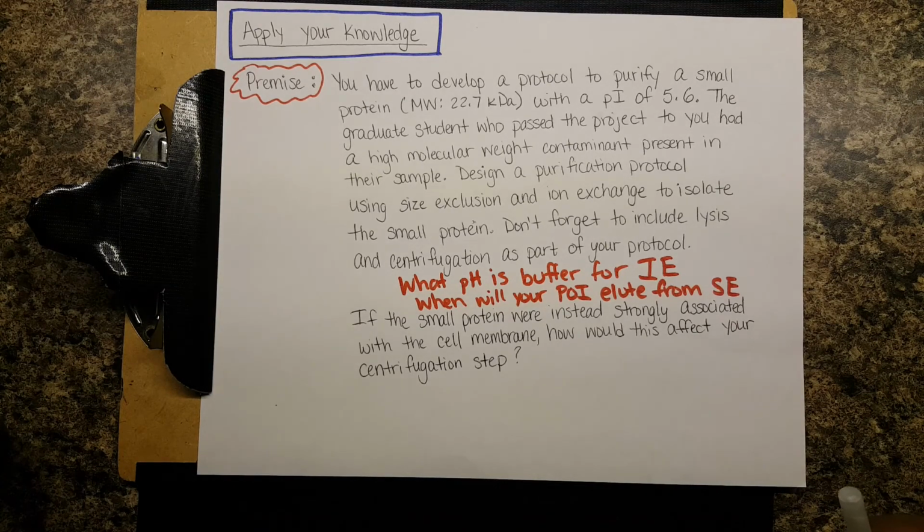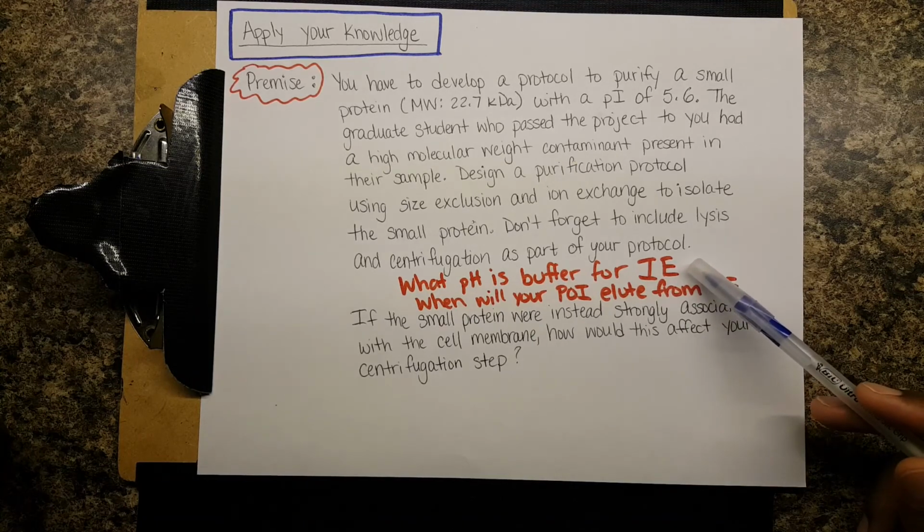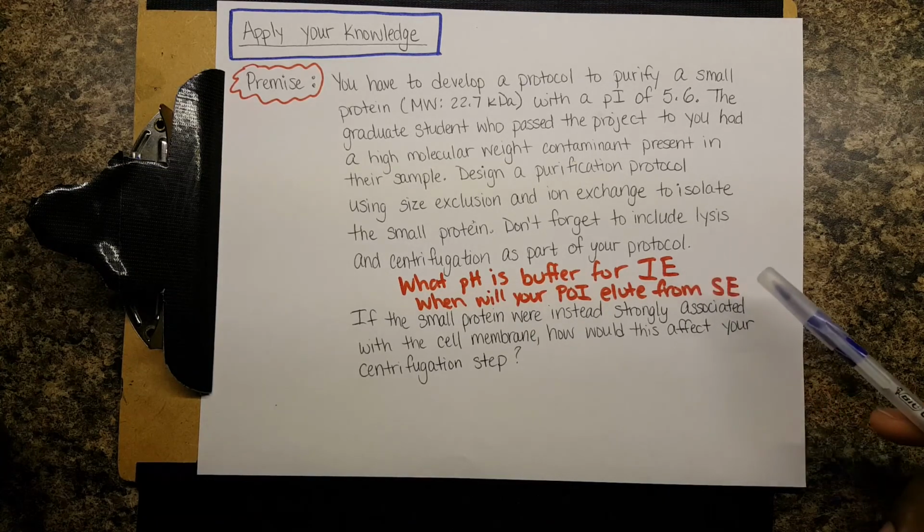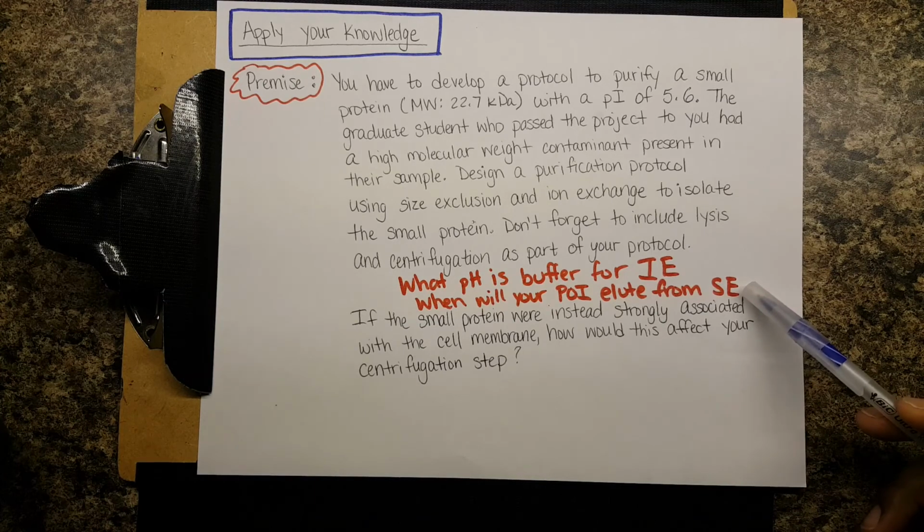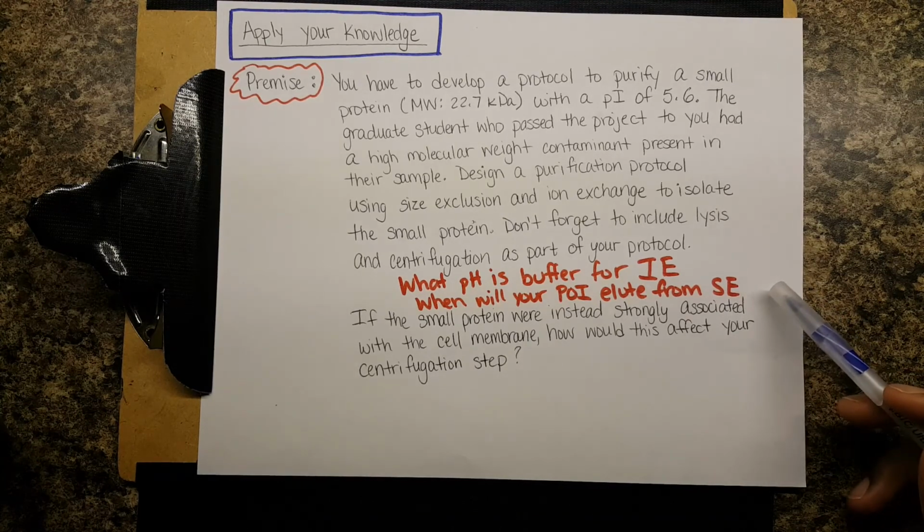Don't forget to include lysis and centrifugation as part of your protocol because those are important as well. This protein is a small protein, it's soluble. Okay. Please include what pH your buffer is for the ion exchange. And then also include when your protein will elute from size exclusion. You don't have to say it will elute at fraction 52, but tell me, will it elute early on, in the middle, at the end?